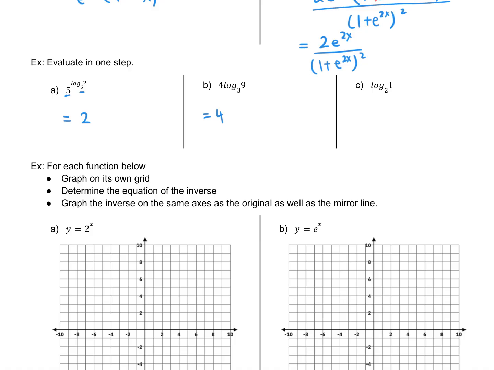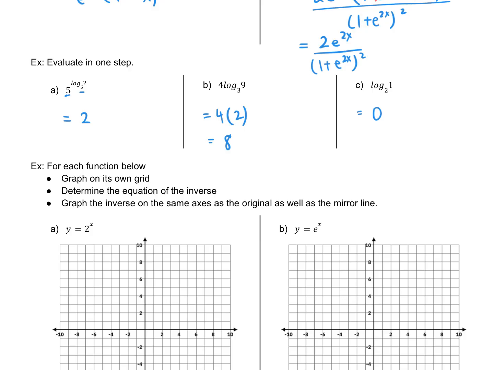For the next one, keep the 4. Log base 3 of 9. We're asking ourselves 3 to the power of what gives me 9? Because remember, the answer to a logarithm is the exponent, and that exponent is 2, and 4 times 2 is 8. For the next one, log base 2 of 1. Here we're asking ourselves 2 to the power of what gives me 1? Well, anything to the power of 0 gives us 1. So there we are.